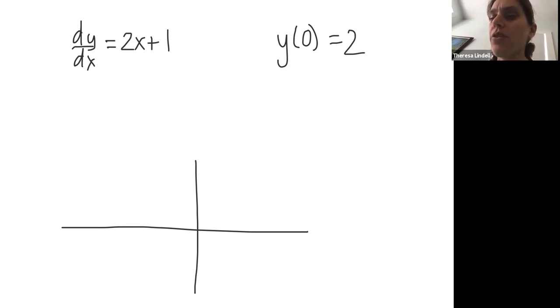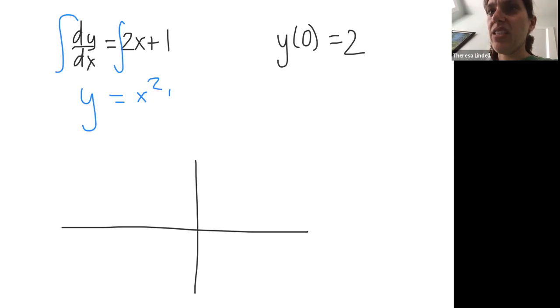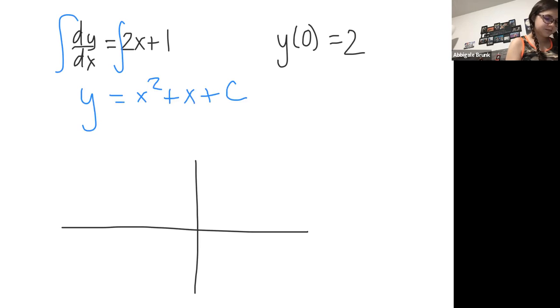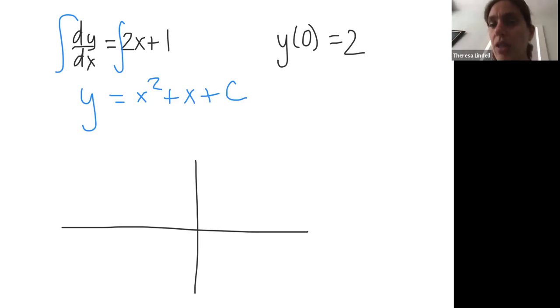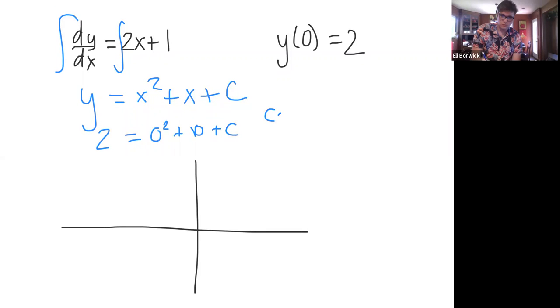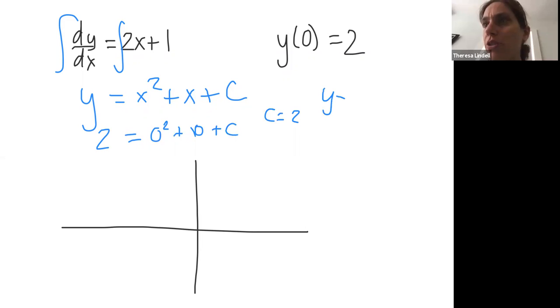So the first thing you do, though, is what we just did on the other problem, is you just go backwards, right? So y would equal, what, x squared plus x plus c? Is that okay for everybody? And this one's really easy, right? Because I want it to be easy when you sketch it. You just put a 2 in here, 0 in, so we get c equals 2. So your answer to the equation is this. Is that okay for everybody?